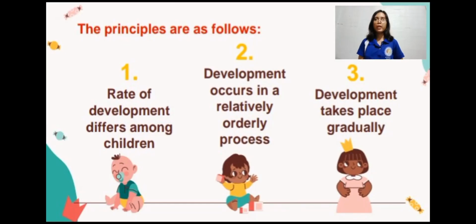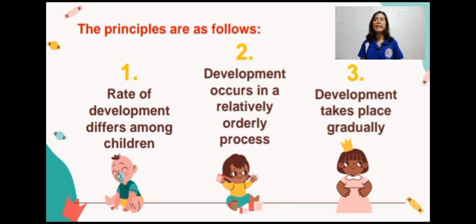Number one, rate of development differs among children. Not all children develop at the same rate, nor does any one child develop evenly in all areas. Number two, development occurs in a relatively orderly process. Development occurs in a relatively orderly sequence, with later abilities, skills, and knowledge building on those already acquired. The sequence in which children learn is more important than exactly when they reach milestones. Number three, development takes place gradually.